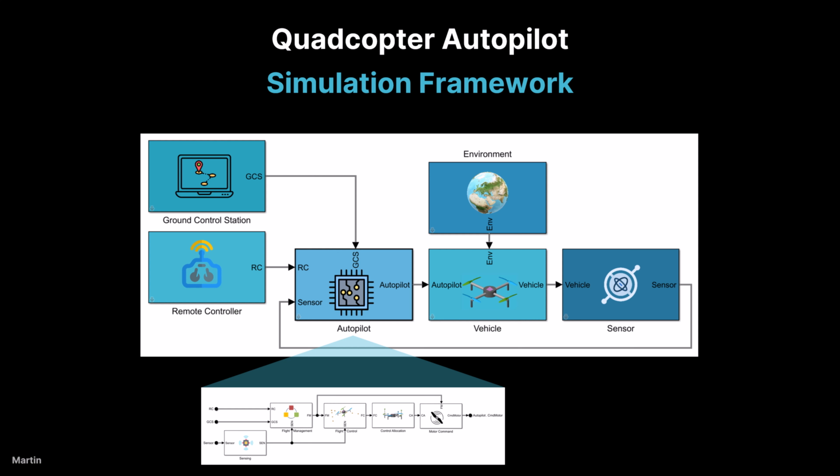Key components of the simulation include vehicle model, environment model, virtual sensor model, ground control station model, and remote controller model. By integrating these components, the quadcopter simulation framework offers a comprehensive test environment, ensuring the autopilot functions reliably across diverse flight scenarios. In the upcoming modeling sessions of this tutorial, we will explore modeling the vehicle, environment, and virtual sensors.